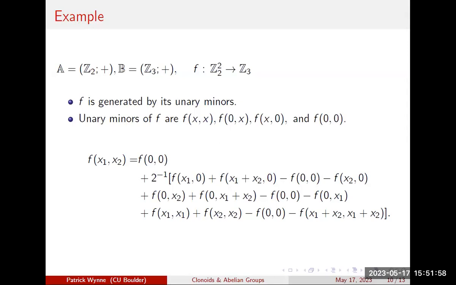So I wrote 2 inverse here. Of course, the inverse of 2 in the integers mod 3 is just 2 again, but I really just want to emphasize that what's really important here is A. All that we care about for B in this example is that it's of order coprime to A, so we need that 2 here is invertible in B.